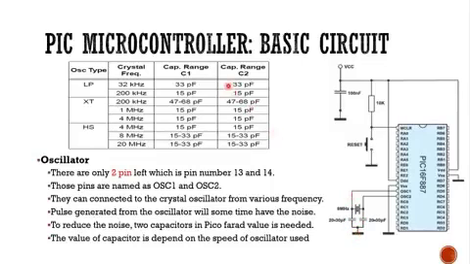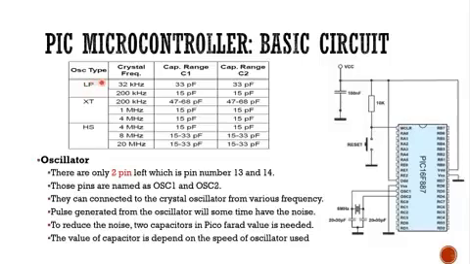Okay, and if you refer to this table here, we have 3 types of crystal oscillator that the microcontroller can recognize. So we have LP, XT, and then HS. For LP, the frequency range is from 32 up to 200 kilohertz. So if you're using oscillator type LP with a frequency somewhere around this range, this is the value that you need to use before you can connect here.